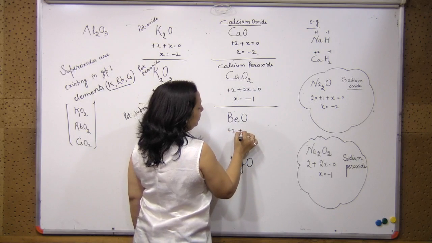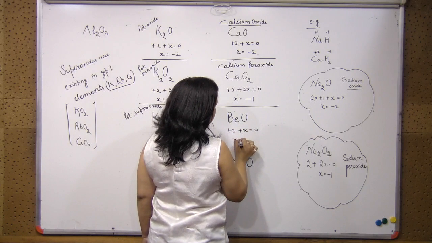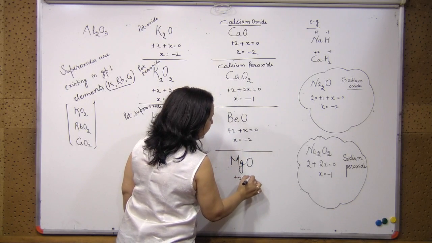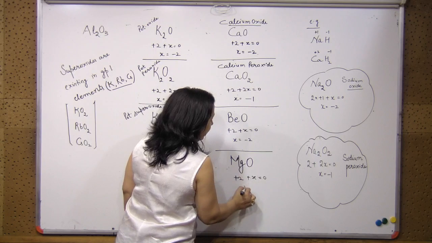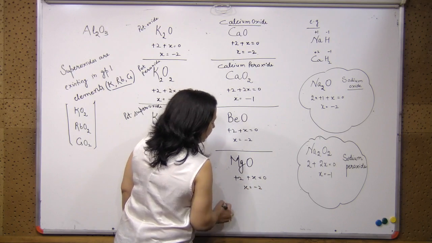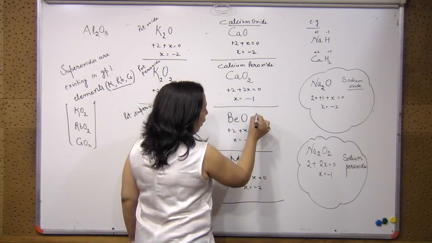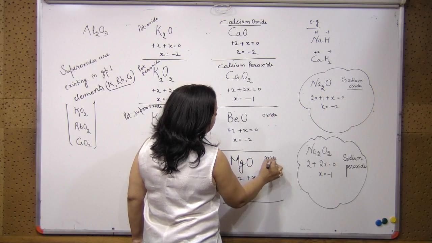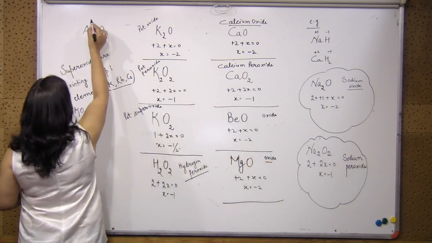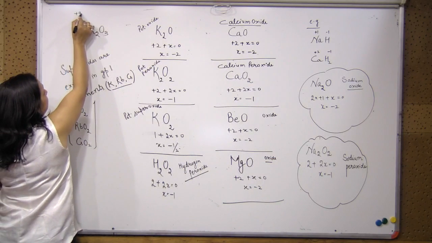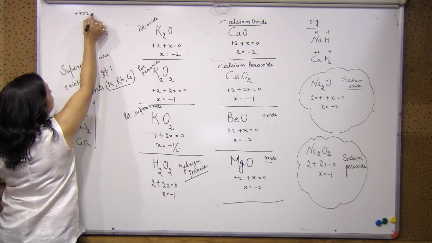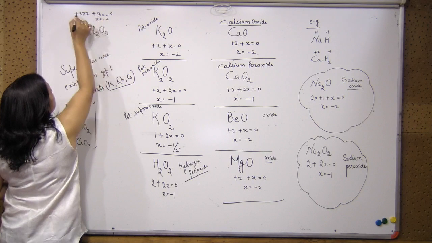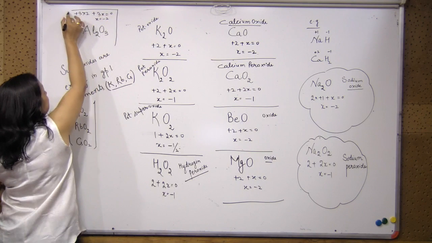Plus 2 plus x is 0. x comes out to be -2, oxide. Plus 2 and x is 0. x comes out to be -2, again oxide. All these are oxides. This is oxide. This is oxide. Same way aluminium here is 3 positive. 3 positive into 2, 3 2s are 6, plus 3x is equal to 0. x comes out to be -2. It is aluminium oxide.